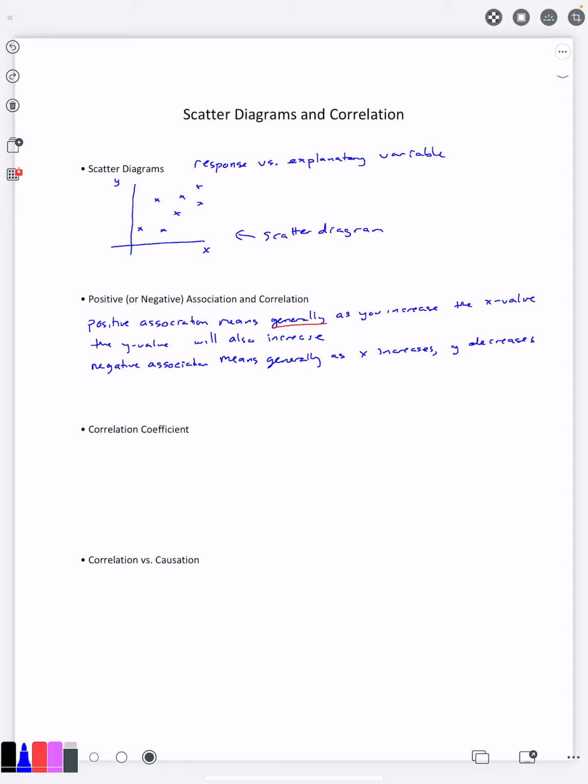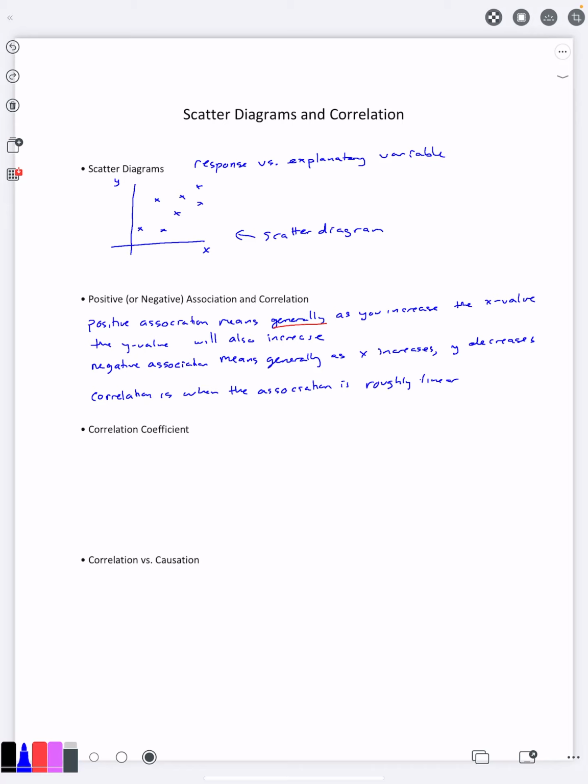Now, we call it association when it's just any type of relationship that's going up or going down. But if you want to restrict yourself to things that are close to a line going up or close to a line going down, that's the correlation here. So correlation is when the association is roughly linear.